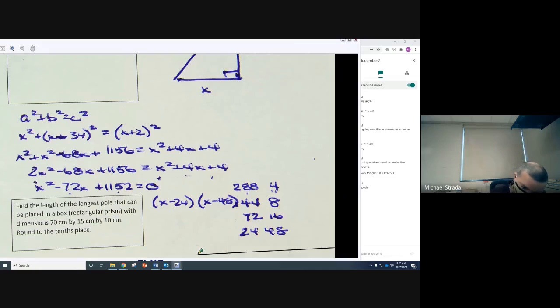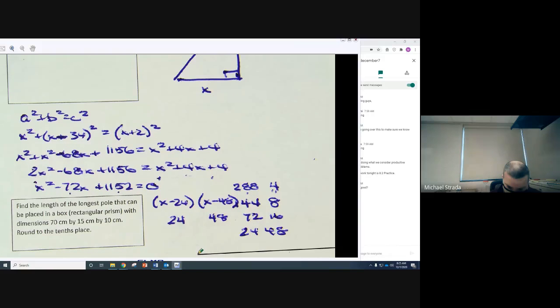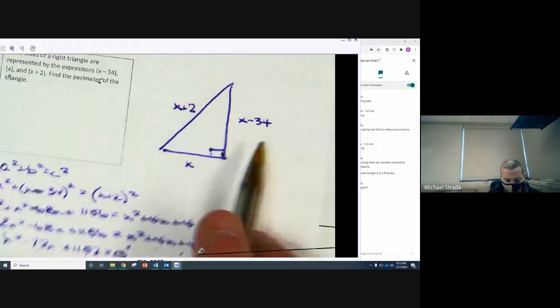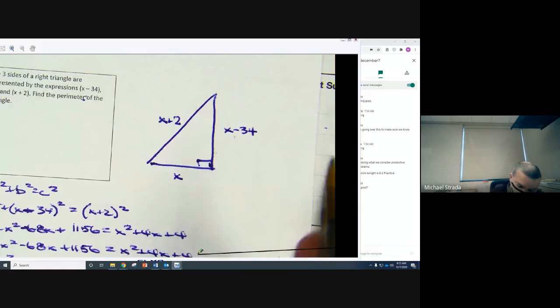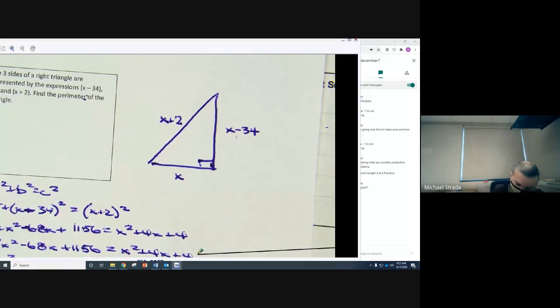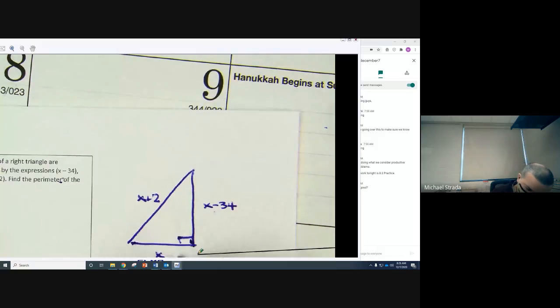My two solutions are then the opposite. The opposite of negative 24 is 24. The opposite of negative 48 is 48. Now, what happens if I plug 24 in to x minus 34? What type of number do I have? Negative. So 24 is extraneous, leaving me with 48.